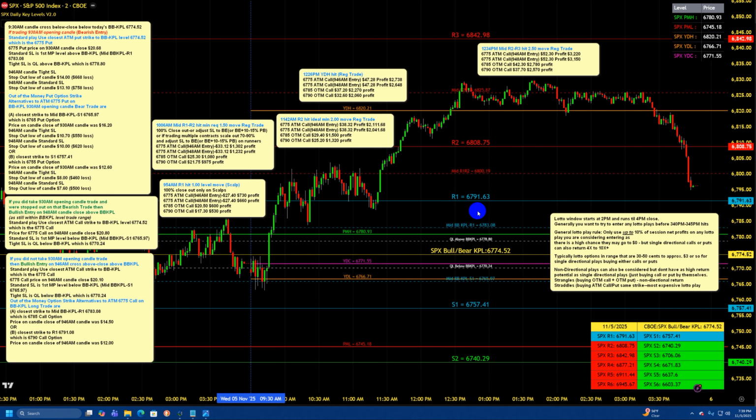That way you can drill down and see the important other levels that are surrounding the bull bear key price level, which will come into play, and we'll explain those as we go into the trades here, what their relevance are.